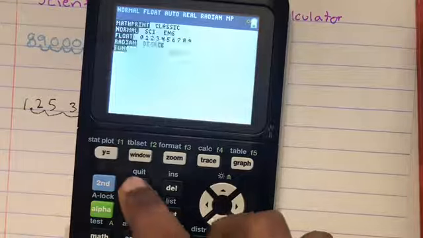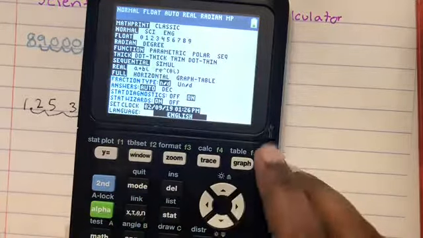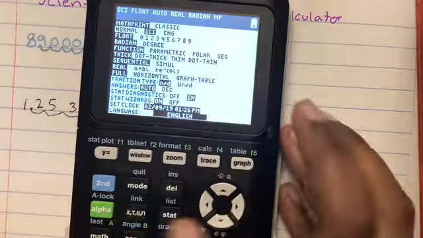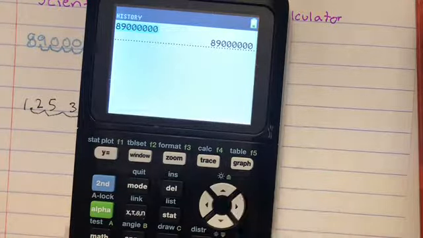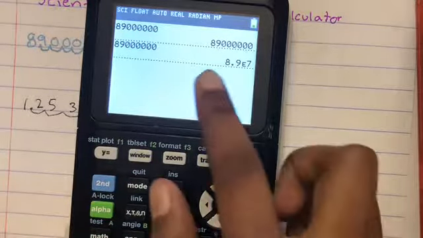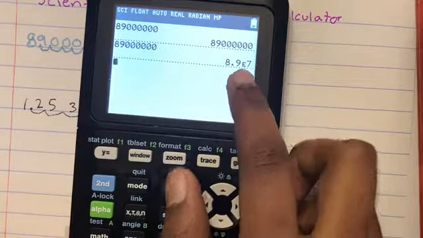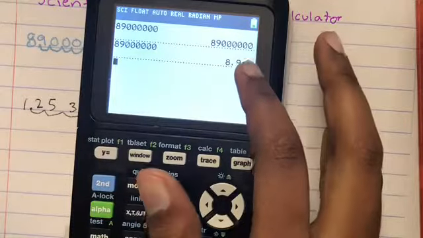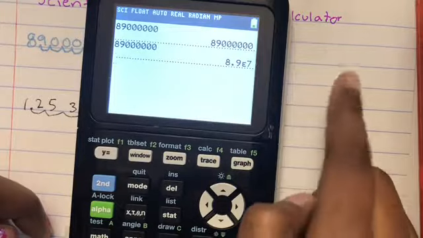So we're going to go to mode. And we have all of these options here. We're going to go to scientific, and then click enter to set it in scientific. Now click clear to get out of it. And let's do that same thing again and see what we get. We get 8.9 E 7. E just stands for times 10 to the power of 7. So the 7 here is going to be the exponent, and E just means times 10.